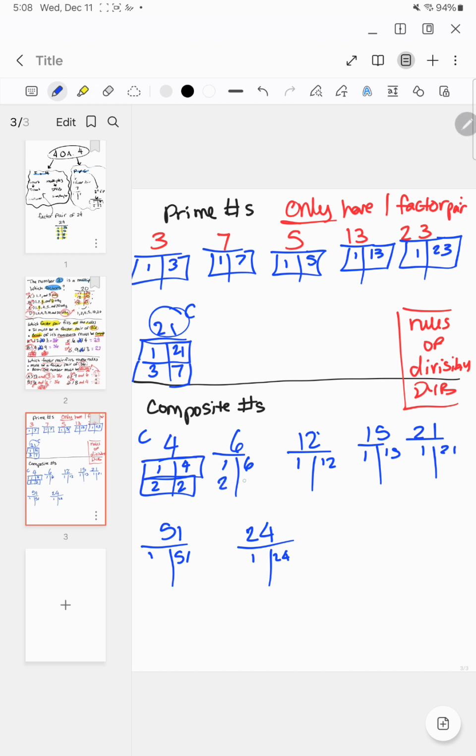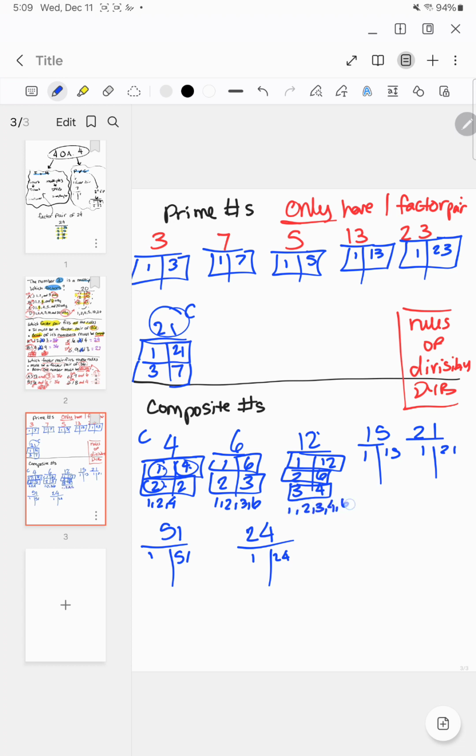Now, 6 is also composite because I do have 1 times 6, but I also have 2 times 3. So those are 2 ways, and that means I got 1, 2, 3, 6 as factors in this case, because you can't count 2 twice. So these are my factors, individual numbers that I'm multiplying. Now, 12 is a bit more popular. I can use 1 times 12, I can use 2 times 6, but I can also use 3 times 4. Notice I'm keeping them in order from least to greatest. So I see I got a handful of factors here.